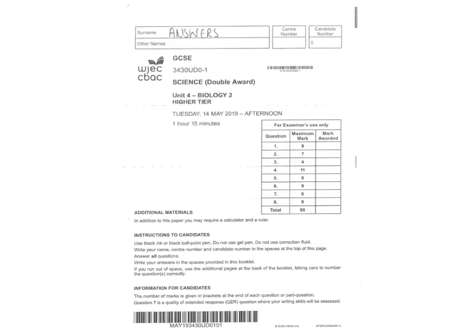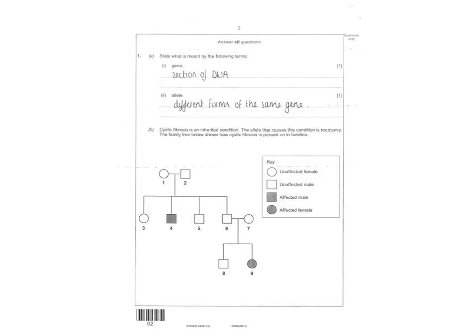Okay, so these are the answers for the Double Award Biology Higher Tier 2019 paper. The first question asks what is meant by the term gene. A gene is a section of DNA, and an allele is a different form of the same gene, so that means it can be big B big B, big B little b, or little b little b.